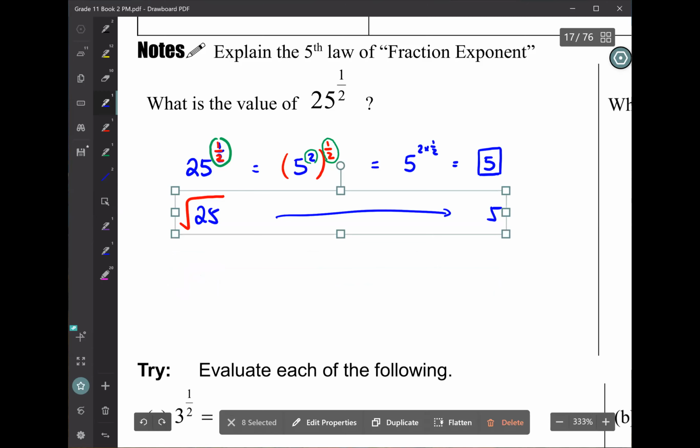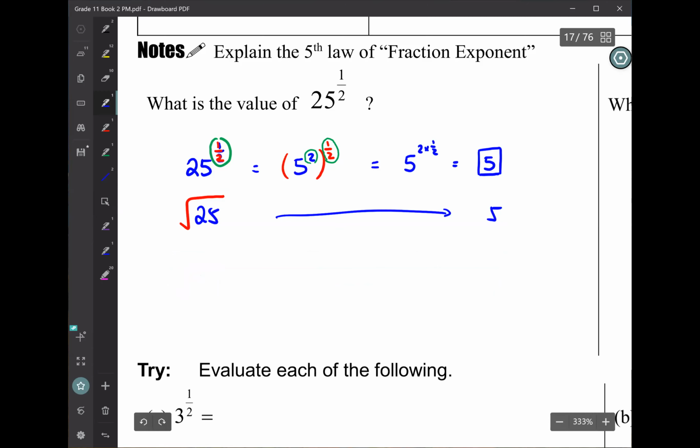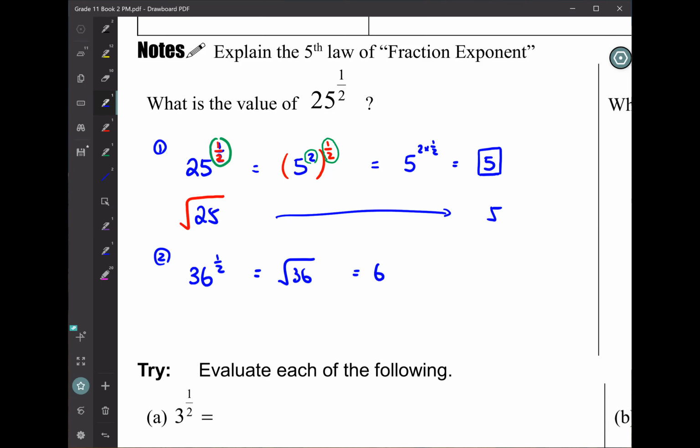From this example, we can guess that a half can do that. So that means the next time, if you see, for example, 36 to the half, this will mean the square root of 36. That will give you a 6. So when you see a half, it means square root.